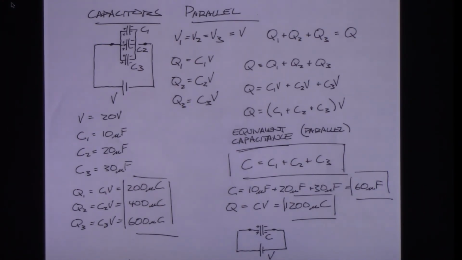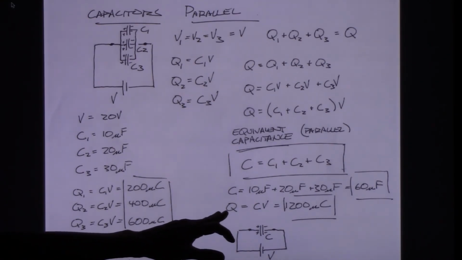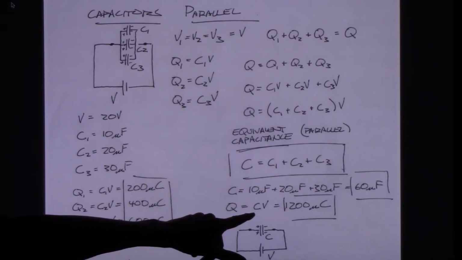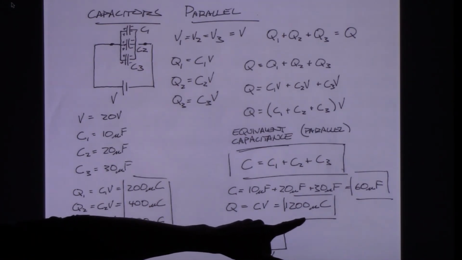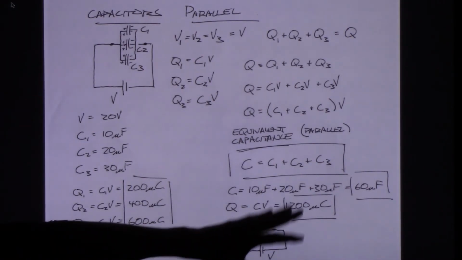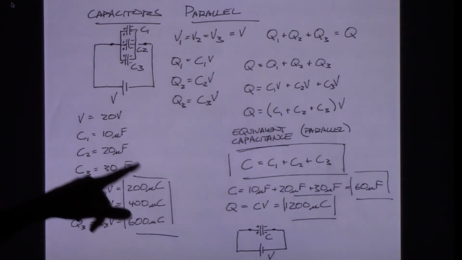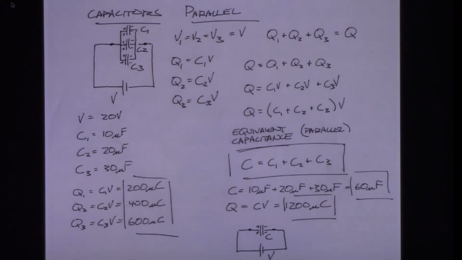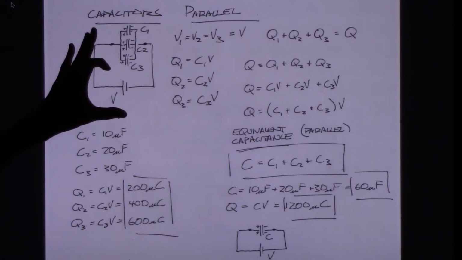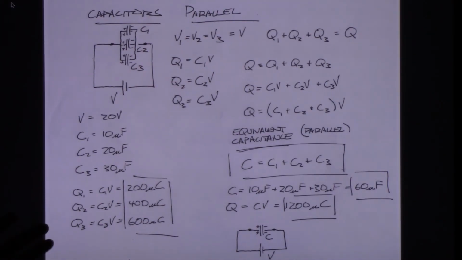All right? And then I can check and say, well, what would the total charge be if I took the net capacitance and multiplied that by voltage? It tells me if I use my equivalent capacitor, I'm going to get 1200 microcoulombs, and that's the sum of all the Q1s, Q2s, and Q3s. So it's just a check to see if we've done the calculations correctly. Okay, now parallel is the easier case for capacitors. So putting these in parallel, again, is kind of like adding the areas of the capacitors together.